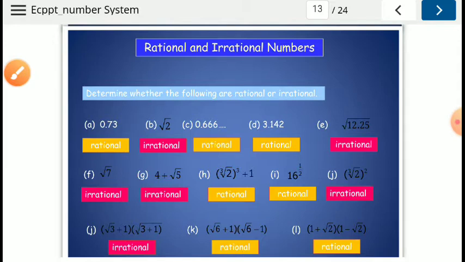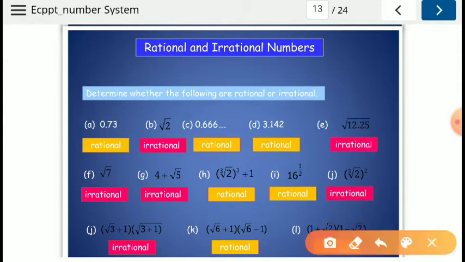Determine whether the following numbers are rational or irrational. You can verify that. 0.73 is terminating, that's why it is rational. The root form is an irrational number. This one is non-terminating but recurring, that's why it is rational. This is terminating, so rational. This is under root, so irrational.